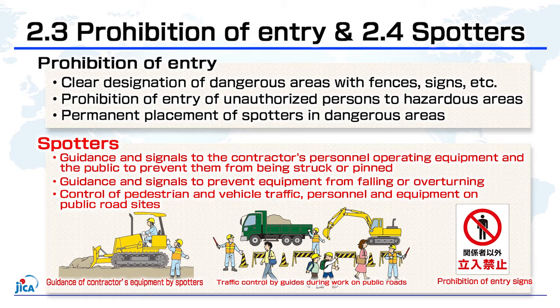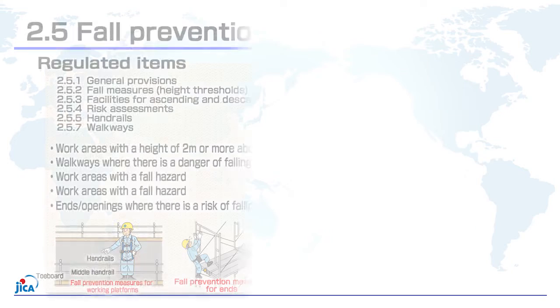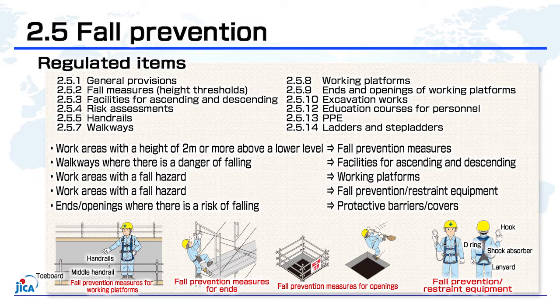They also require that spotters be placed to prevent falls and collisions with the contractor's equipment by the contractor's personnel and the public, and to control pedestrians and equipment on public road sites. Many accidents of falling from height occur at construction sites. Section 2.5 sets out various requirements for fall prevention from elevated work areas 2 meters or more above the floor below. They include installation of facilities for ascending and descending, handrails, mid-rails, toe boards, and working platforms, as well as provision of fall prevention from openings, fall arrest, and safety nets.